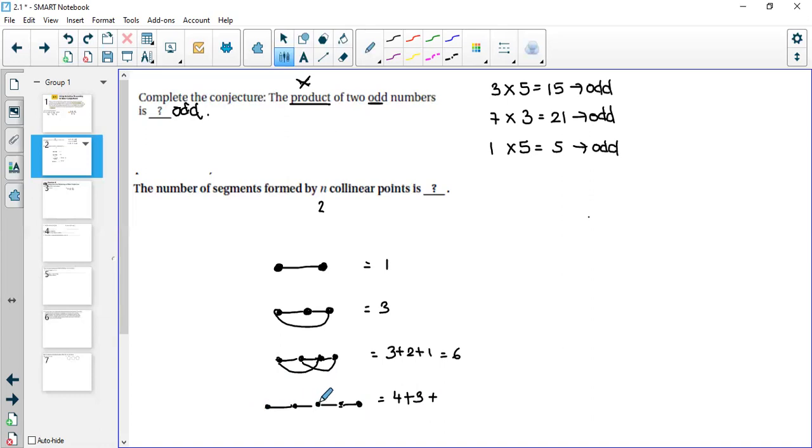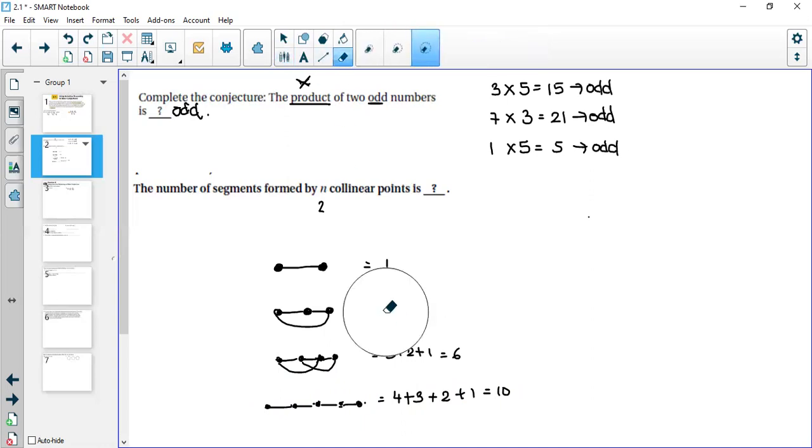So from here to here, it's going to be 1 segment. And here to here, it's going to be another segment. So 4 plus 3 plus 2. And finally, the complete segment, which is 1. So that means here we are going to get the answer as 10. So you could see that this is a pattern now. So rather than writing just 3, I will write 2 plus 1. So you can understand the pattern.